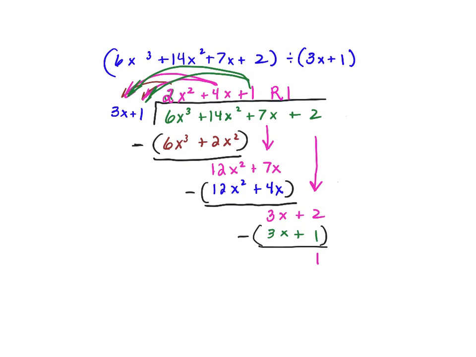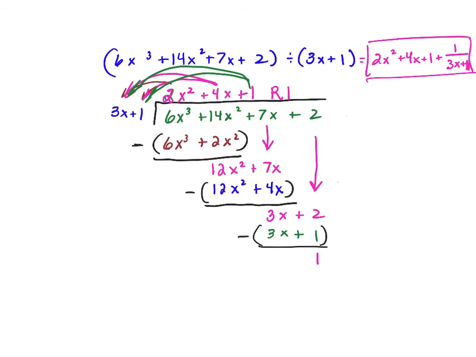So my answer to this division problem is 2x squared plus 4x plus 1. Plus, we usually put remainder over divisor, like that, and that says it's completely equivalent to it. Okay, so that's long division. We haven't done that in a while.